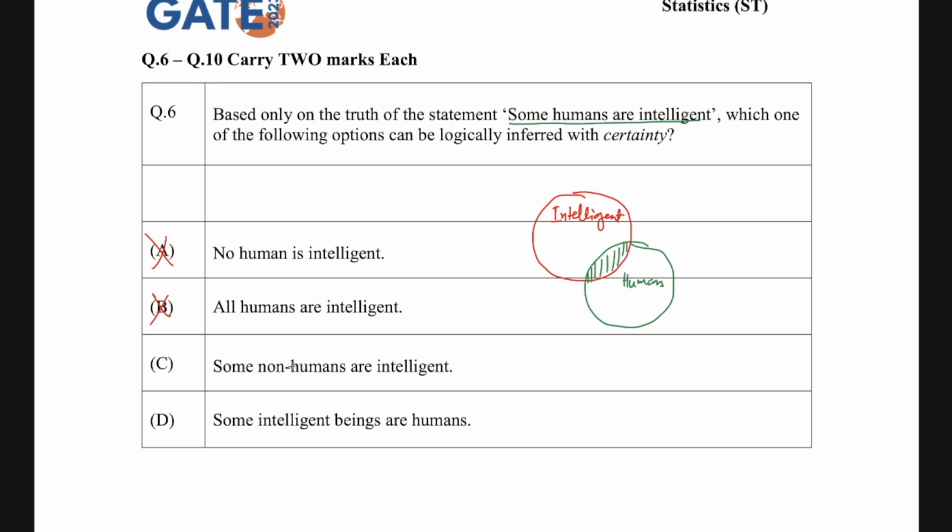Third says that some non-humans are intelligent. See, there is nothing said about non-humans over here, so we should not assume things on our own. So let's leave this for now. Fourth says that some intelligent beings are human. Yes, that is correct. Some intelligent beings are human, which fall in this particular category. And yes, D option is the correct option. So yes, D is the correct answer for this question.